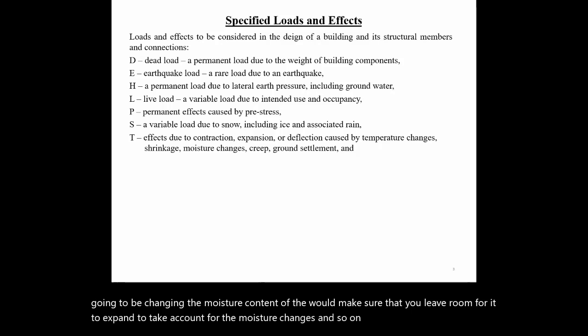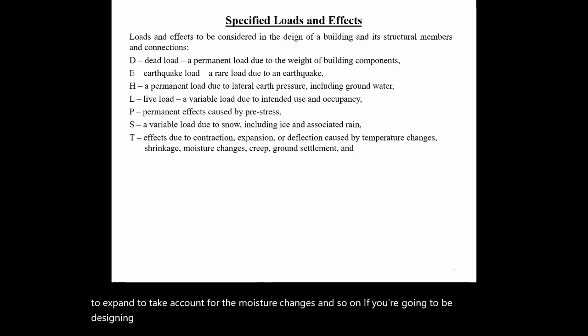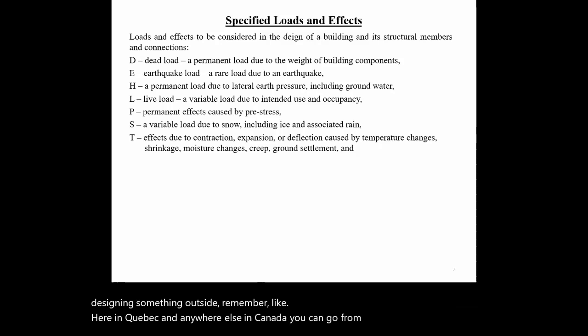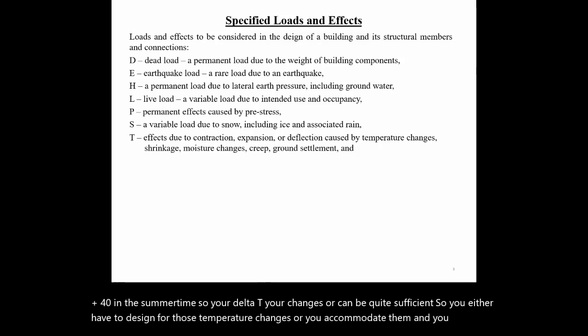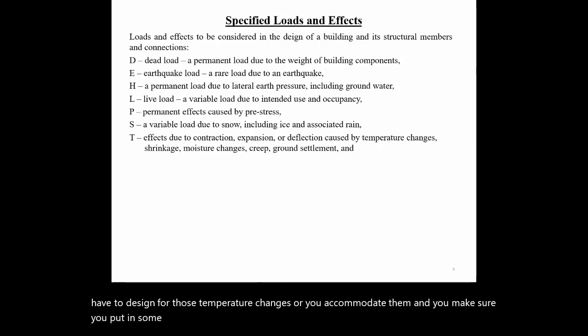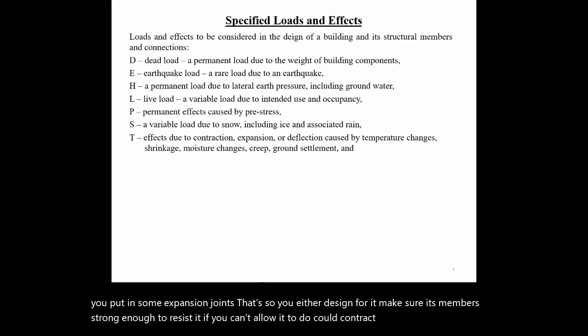If you're going to be designing something outside, remember, here in Quebec and anywhere else in Canada, you can go from -40 in the wintertime to +40 in the summertime. So your delta T, your changes, can be quite significant. So you either have to design for those temperature changes, or you accommodate them and make sure you put in some expansion joints. You either design for it, making sure this member is strong enough to resist it if you can't allow it to contract or expand, or you use an expansion joint, and so on.